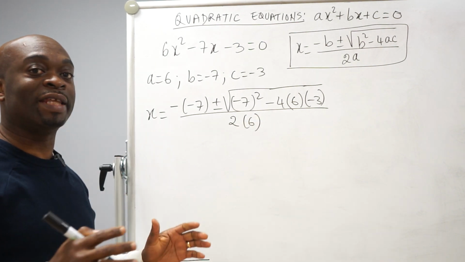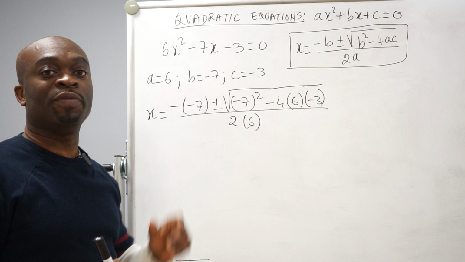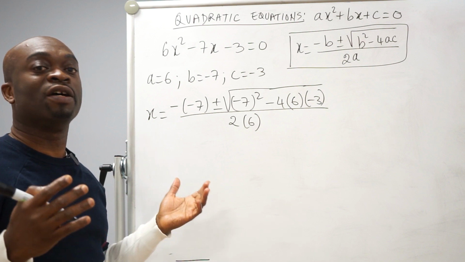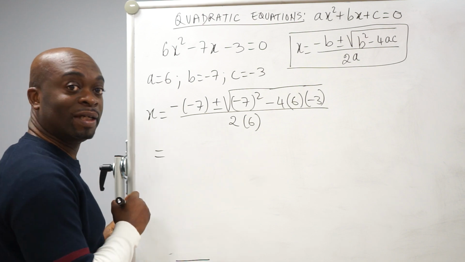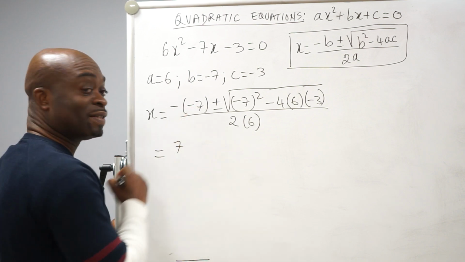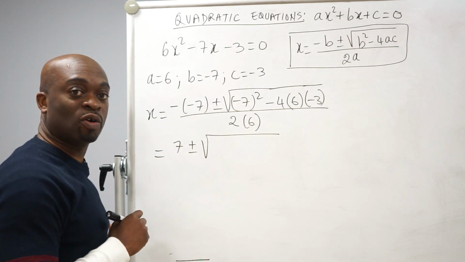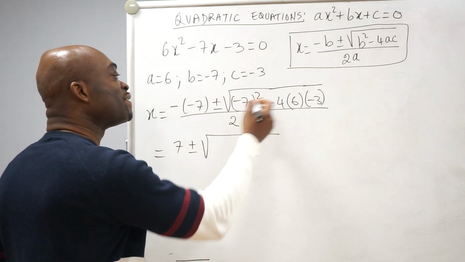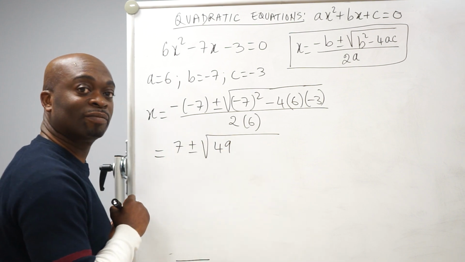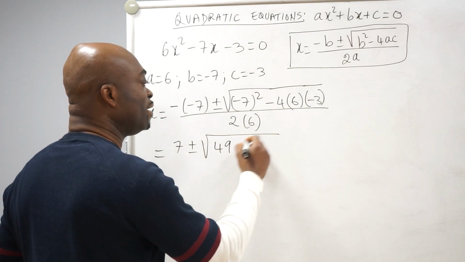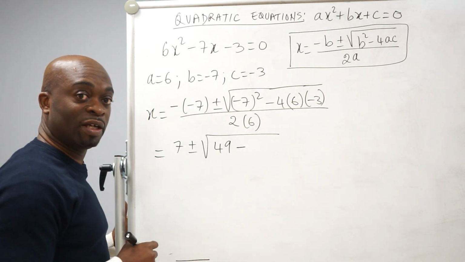The only thing you're doing is filling in a, b, and c in this formula. That's how we use the quadratic formula. Now you have to calculate it. Negative negative gives us positive 7, so you have plus or minus. We go inside the radical now to solve for it. Negative 7 squared is negative 7 times negative 7, which is positive 49. And then minus 4 times 6 times negative 3.